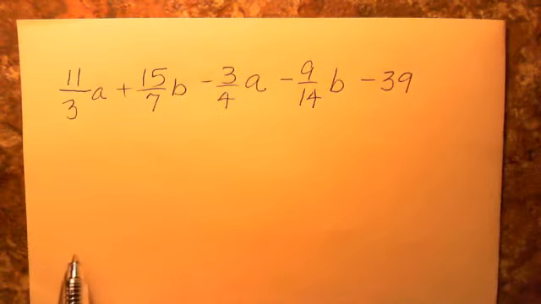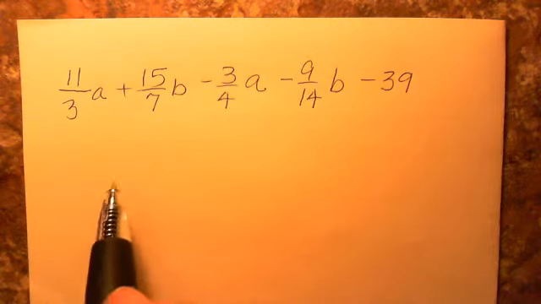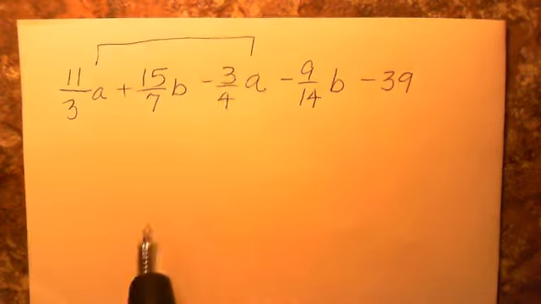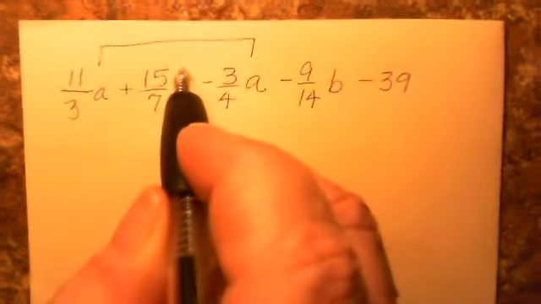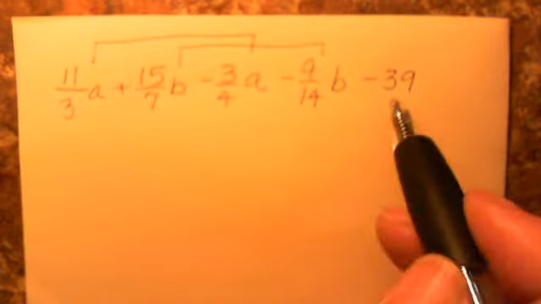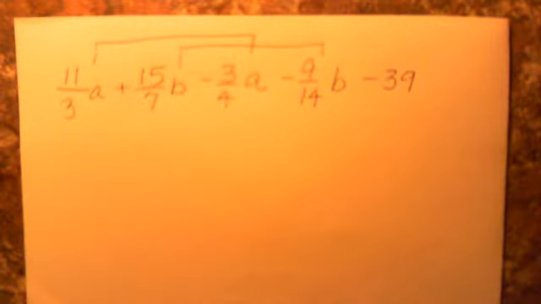Okay, so now we're looking to see if we have any like terms. Remember, like terms have the same variable and exponent. Well, these have no exponents showing, but we're going to say that the a terms are alike and that the b terms are alike and that 39 has nothing like it.